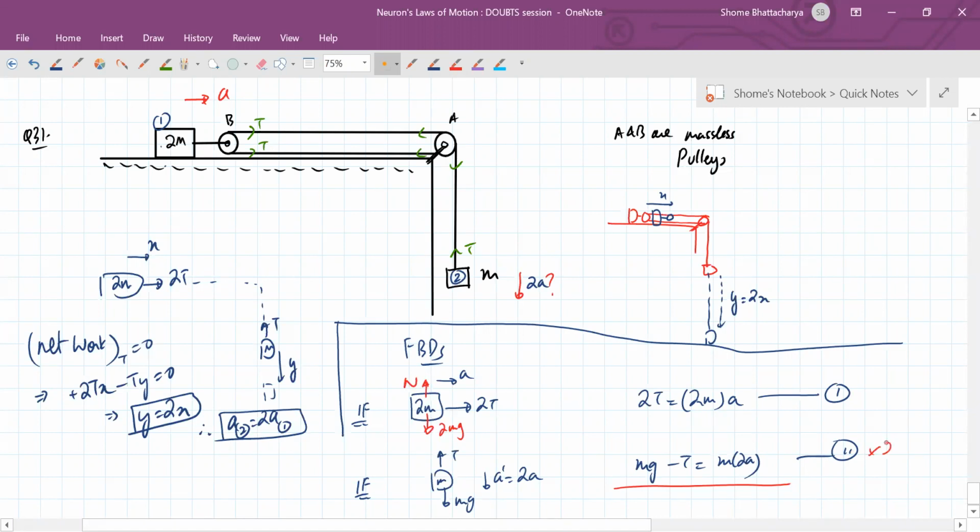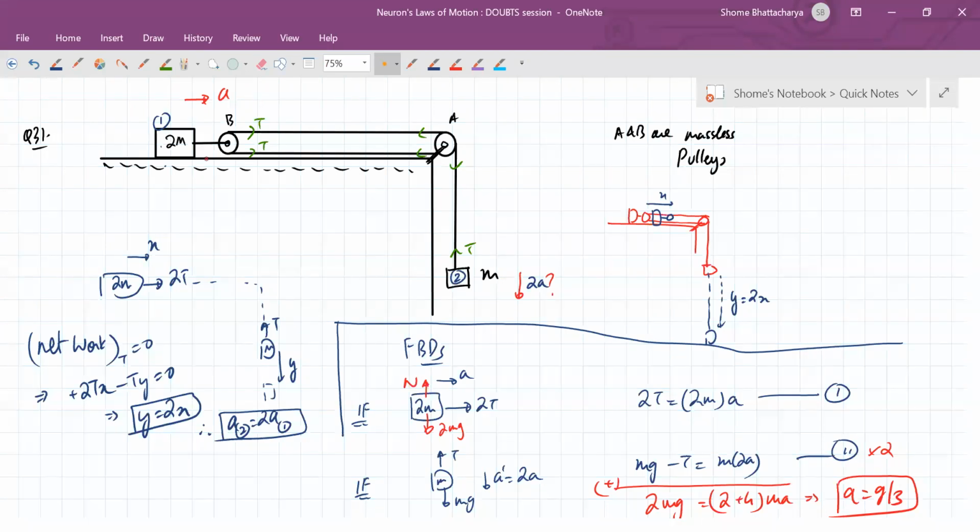Multiply this by 2 and add it with this one. So we'll get 2mg is (2 plus 4) ma. So A will come out to be g by 3. So the horizontally moving block will have an acceleration of g by 3. The vertically moving block will have an acceleration of 2g by 3.